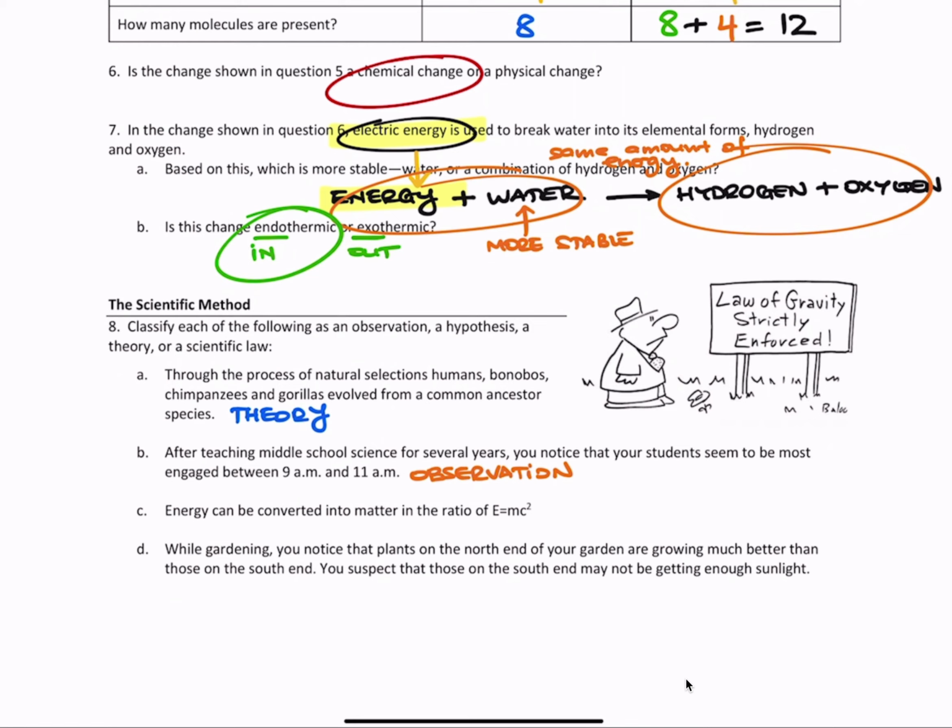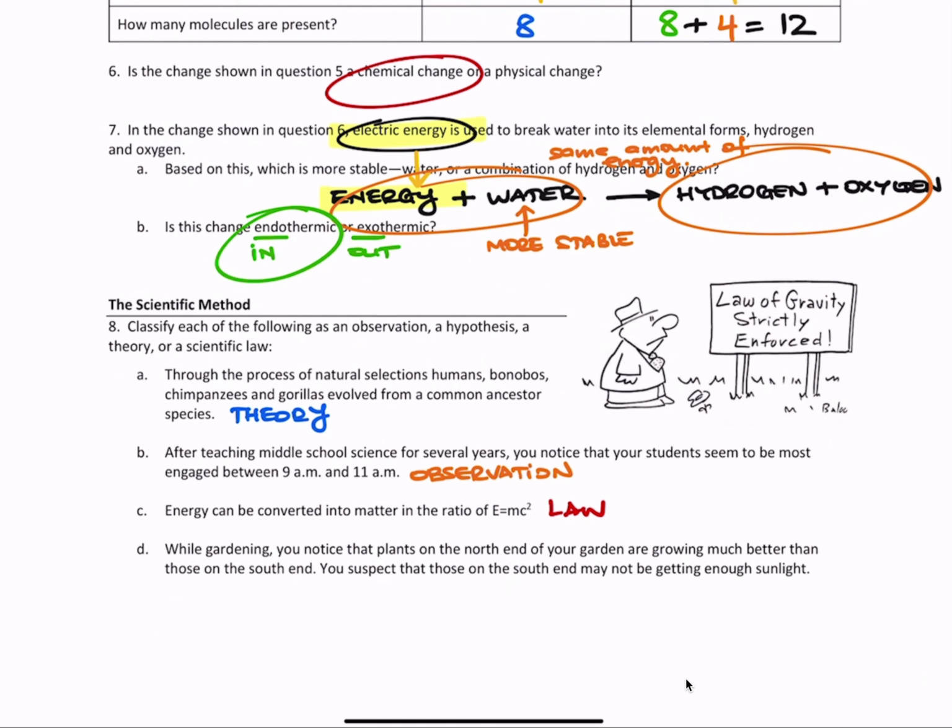Energy can be converted into matter in the ratio of E equals mc squared. This helps you to predict how much energy will be represented by an amount of matter at the speed of light squared. Okay, so you can actually predict how much energy the matter can have and vice versa. So because it's a prediction, this is actually a law.